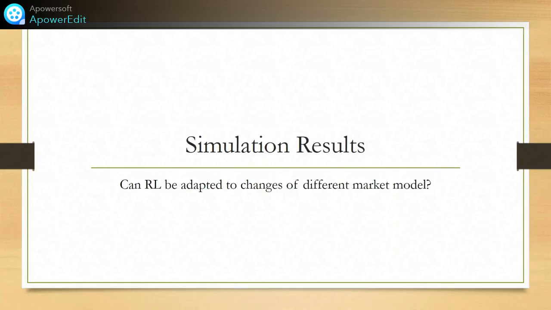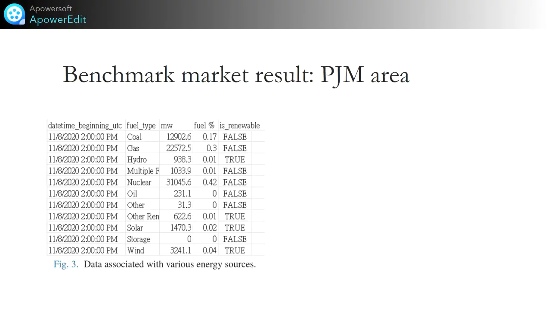Next, we are going to present our simulation results. Can RL be adapted to changes of different market models as our assumption? Here, for our benchmark, we use the real data from the PJM area according to the PJM website. These are the different types of energy production and renewable energy production, and the produced power is in megawatts.